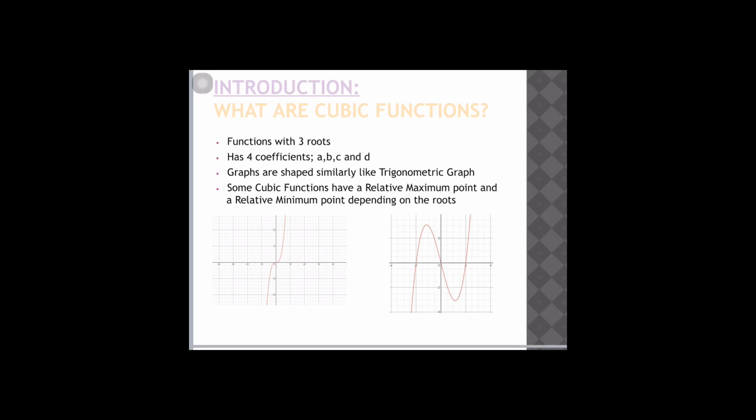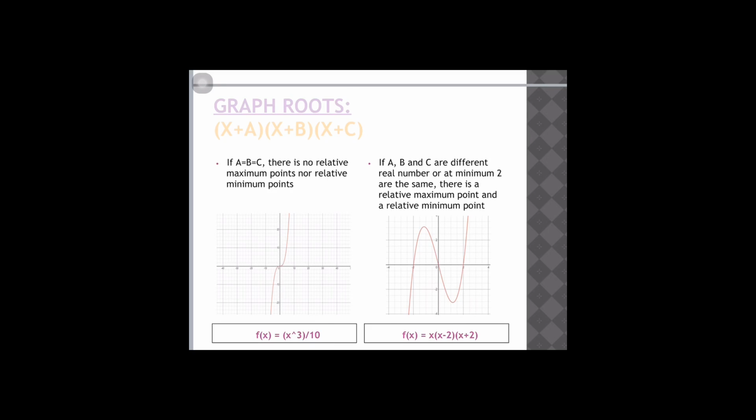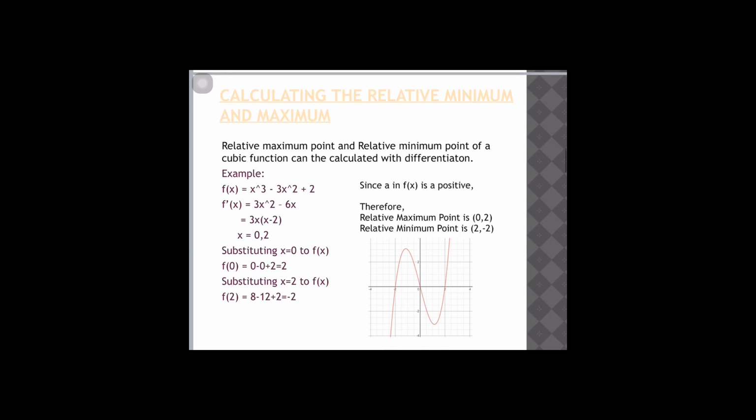The unique feature of a cubic function is that when plotted into a graph, the graph will be shaped similarly to trigonometry graphs. Some cubic functions have a relative maximum point and a relative minimum point depending on the roots. If the 3 roots are all equal, there are no relative maximum points nor relative minimum points. If the 3 roots are different, or at least one of them is different, then the graph will look like a sin graph and will have a relative maximum point, which is the highest turning point before it decreases, and a relative minimum point, which is the lowest turning point of the graph. The relative maximum point and relative minimum point of a cubic function can be calculated with differentiation as shown here.